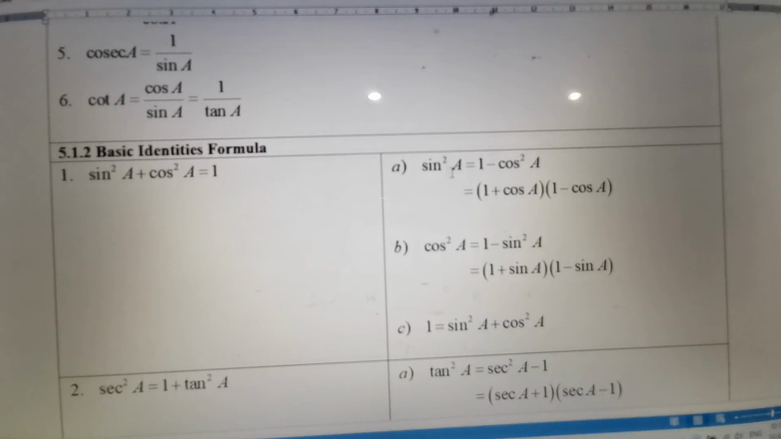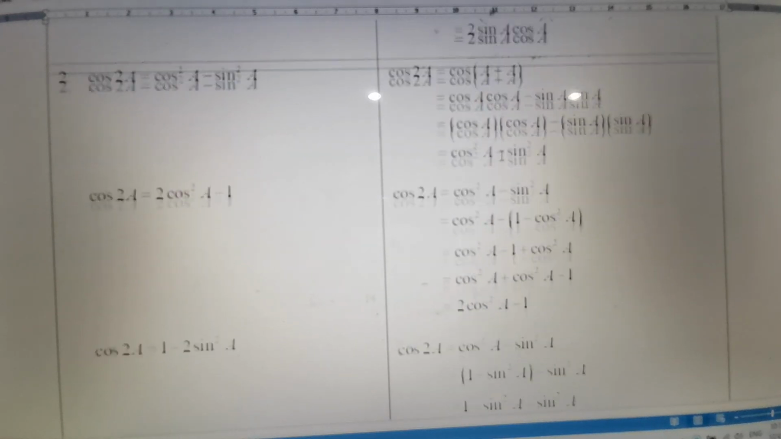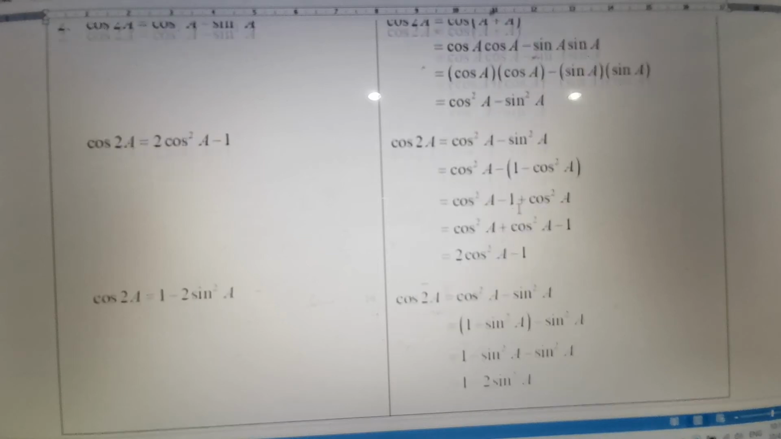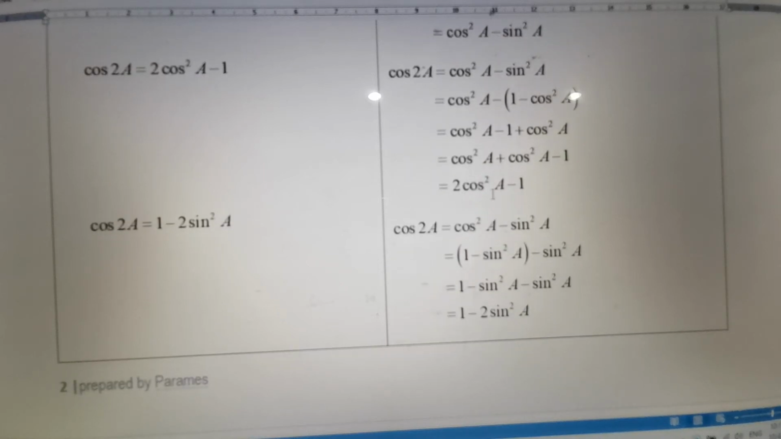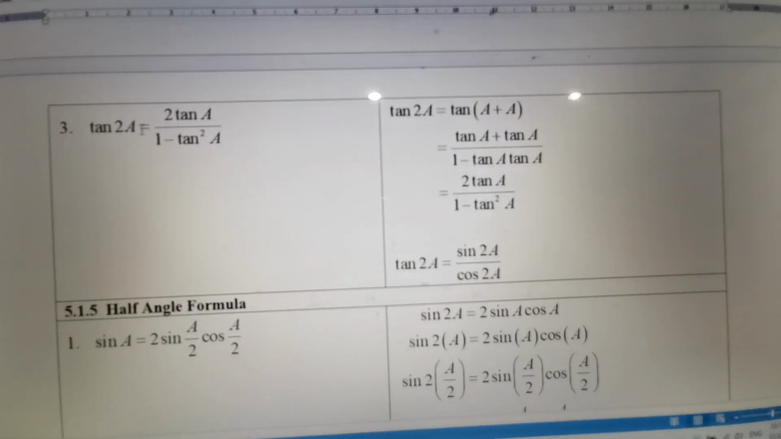Sin squared A is actually 1 minus cos squared A. We take this basic identity, put 1 minus cos squared A in here, and once you expand you will get this formula. Same goes for the third formula, cos 2A equals 1 minus 2 sin squared A. We apply the basic identity, cos squared A equivalent to 1 minus sin squared A, so you will get this. Same goes for tan 2A, also born from tan (A plus A). You can go through all this.